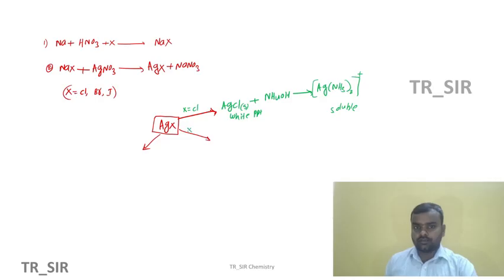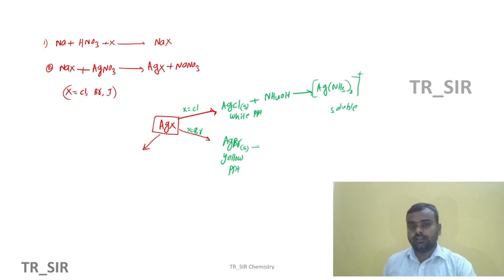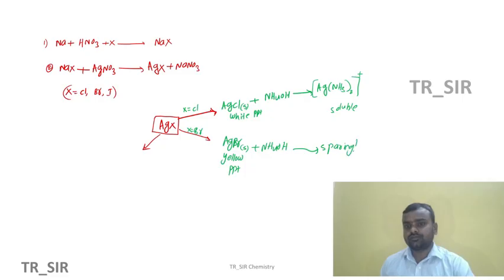Now if X is bromine, we get AgBr. This is also a precipitate, a yellow precipitate. When you treat it with ammonium hydroxide, it will be sparingly soluble, not completely soluble. That confirms that bromine is available.